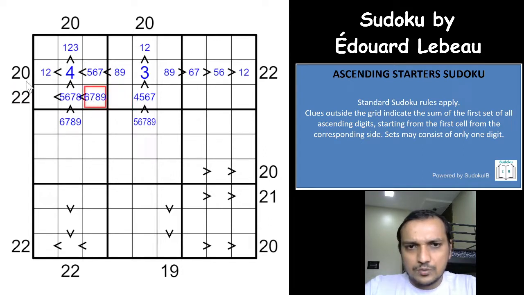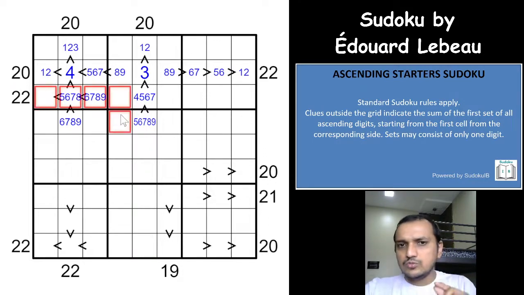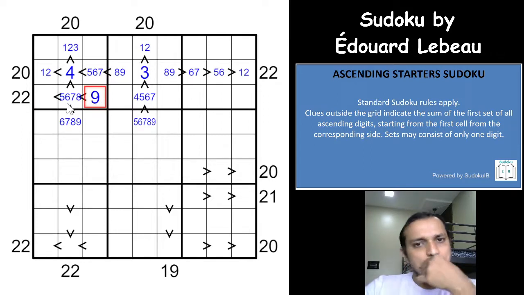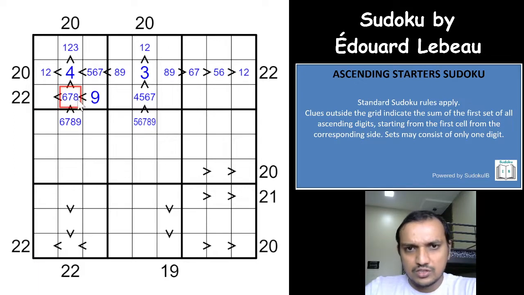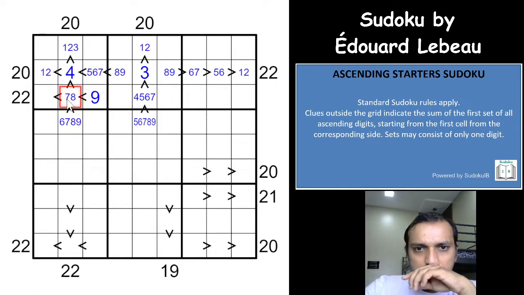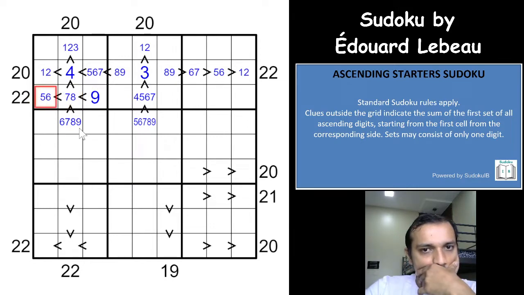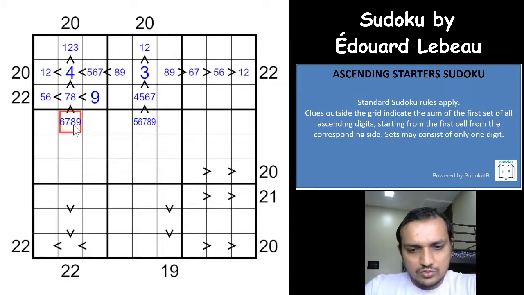You already have a stop here. And when you have a 22 sum with only 3 cells, the end cell would have to be a 9, right? You need 13 more, so this cannot be 5, this cannot be 6 as well. So if this is 7, this would have to be 6. If this is 8, this would have to be 5. 7, 8, so 6 and 7 is not possible. 8 and 9. So you cannot have 8 and 9 also.